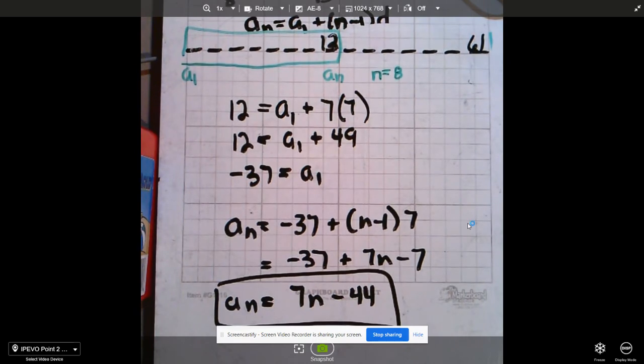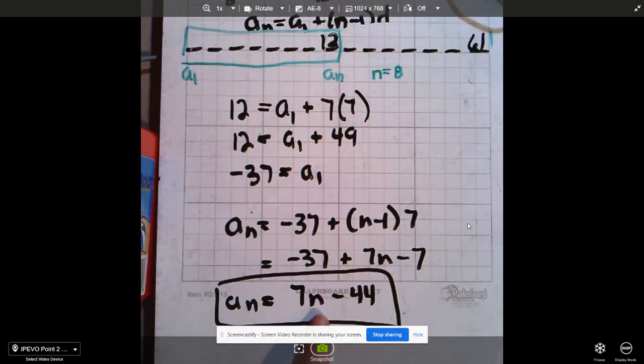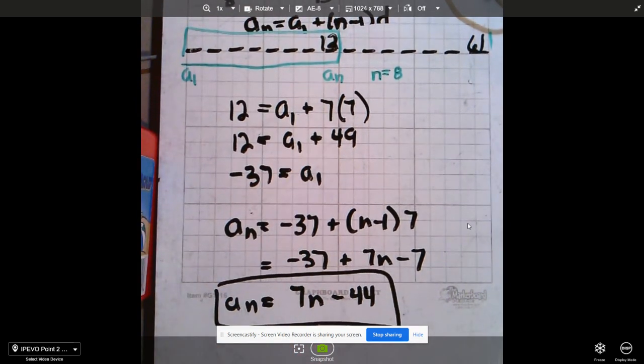And you can check your rule, right? If you plugged in 61 here, you should find out how many terms there should be. Or if you plugged in that you have 8 terms, you should get 12 here. So you should be able to check your rule to make sure that it works.